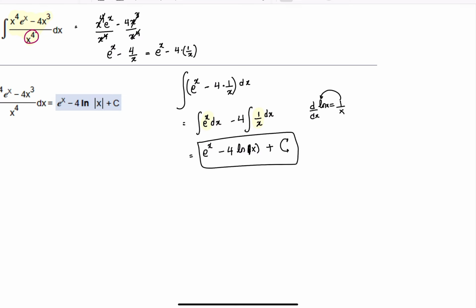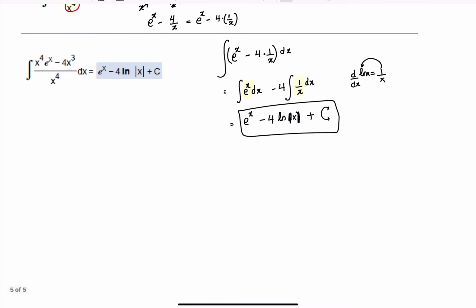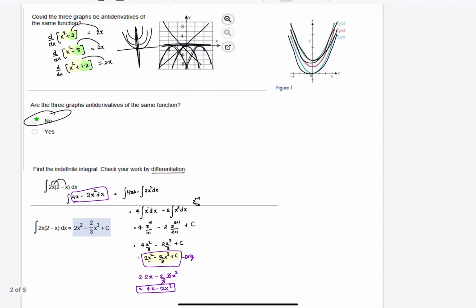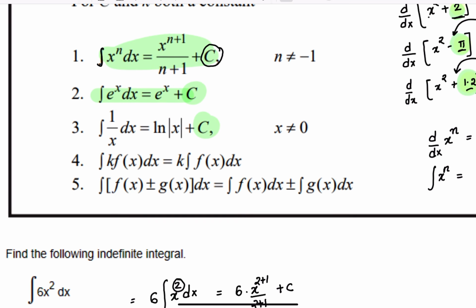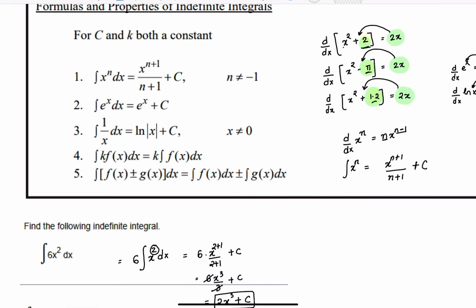Yeah, this has to be the absolute value, of course. And you can find all of this from your formula sheet right here. There you go. Hope this helps.